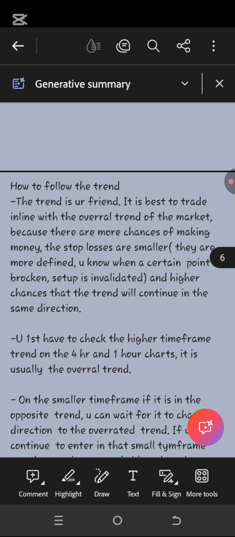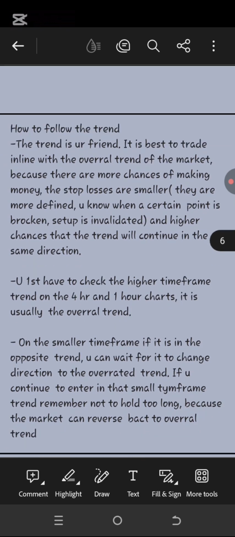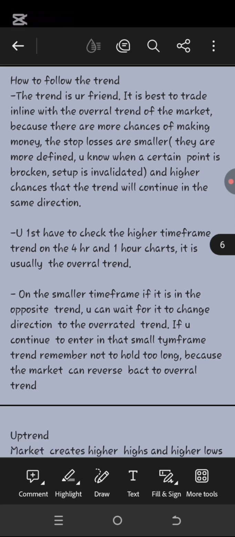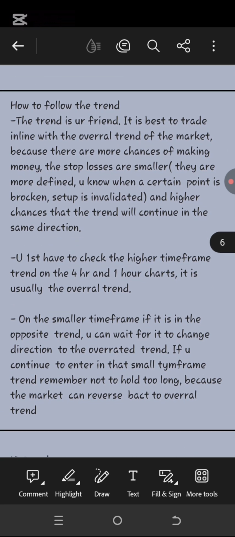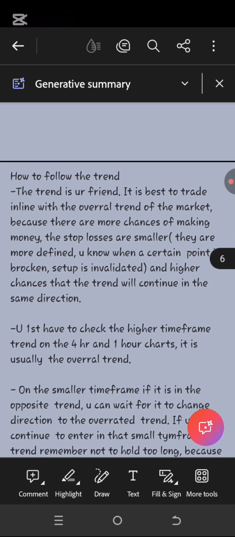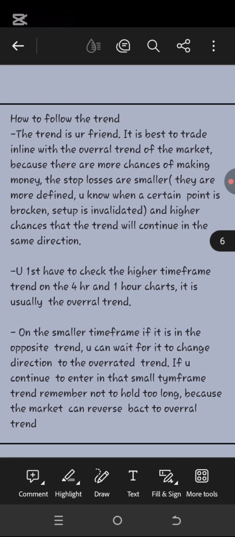You have to trade along with the trend. I'm sure it's not the first time hearing this, but the trend is your friend, and it's actually true. I can affirm that from all my years of trading: it's better to follow the trend rather than go against it. That's why I like zone flips more than the reversal types, like M's and W's.